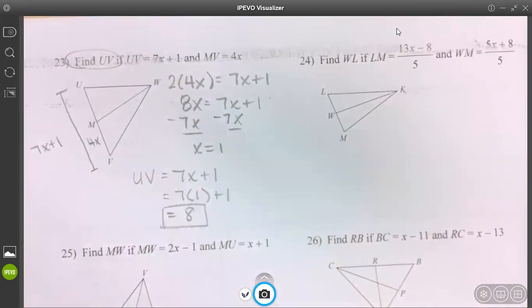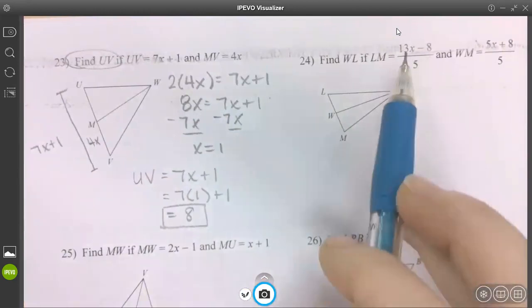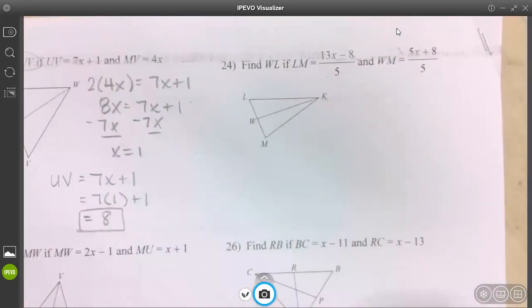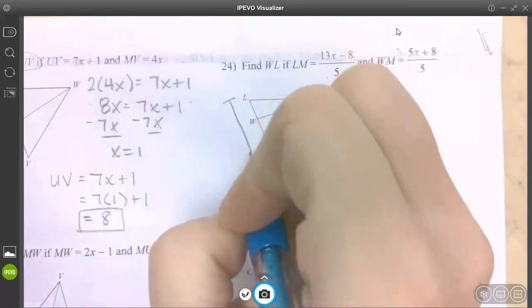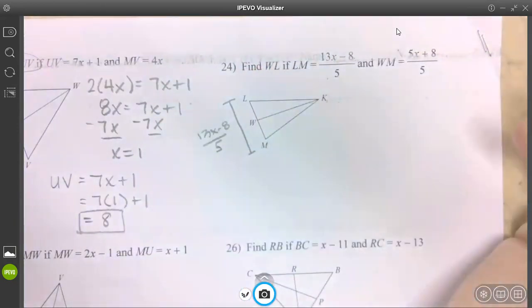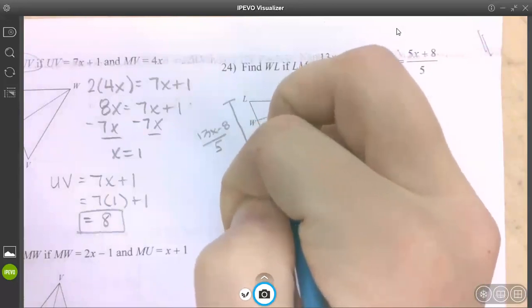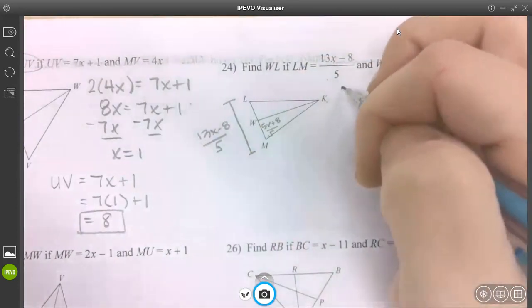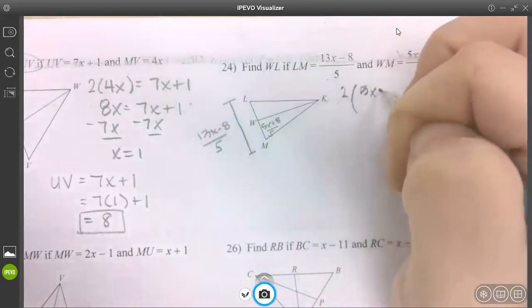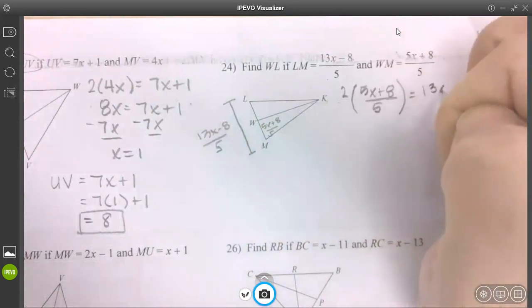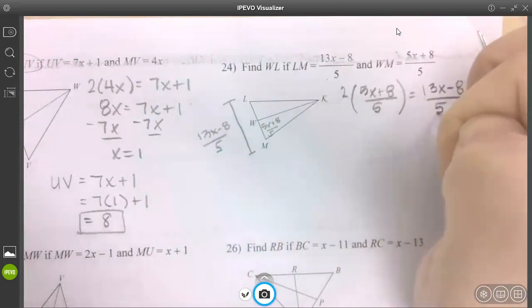Again, don't be intimidated by 24. We just did one with fractions. It looks almost the same. They just put the fractions together. So we could split it up like the last one and be 13x over 5 minus 8 over 5, but they just put it together this time. So it says the full length LM is 13x minus 8 over 5. But the little part is 5x plus 8 over 5. So again, 2 times the little part, 5x plus 8 over 5, equals the full length, 13x minus 8 over 5.